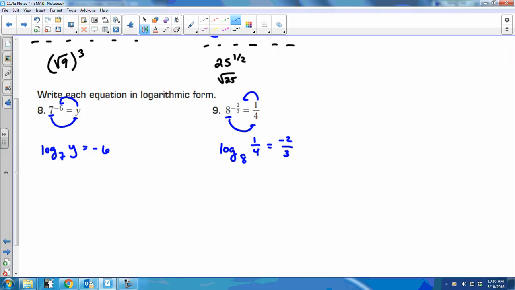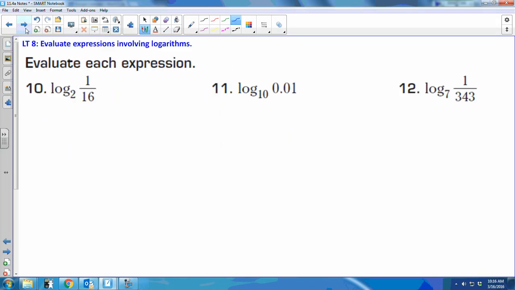That's learning target 7. Any questions about how to rewrite any of those? That's all you're doing, is just rewriting, just to practice. We're good with those. Then in learning target 8, we're going to use that idea to evaluate the logs. I want you to understand how they relate to exponentials.